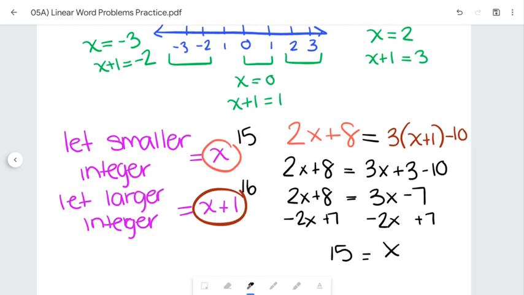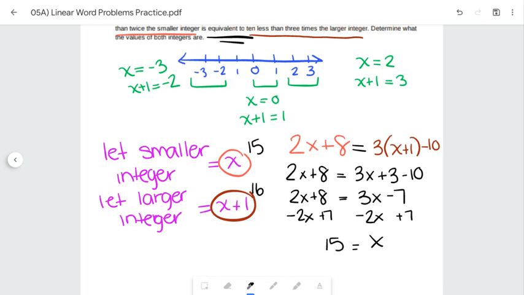Okay? We're going to do a little bit more of those in class tomorrow. So we're going to keep practicing our word problems, but now we're going to add consecutive integers into the mix.